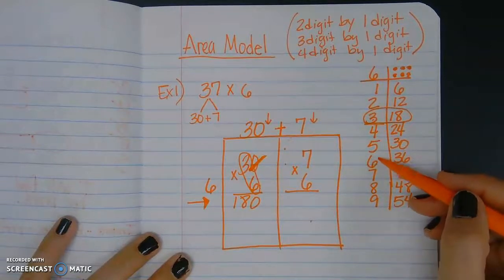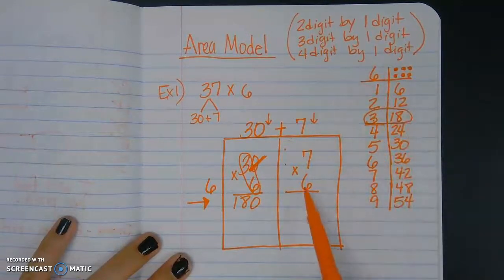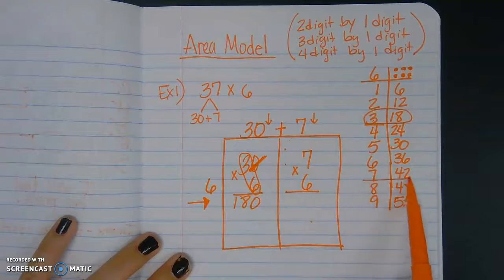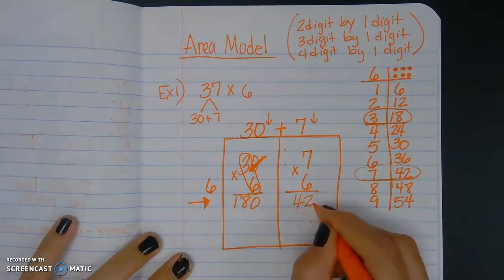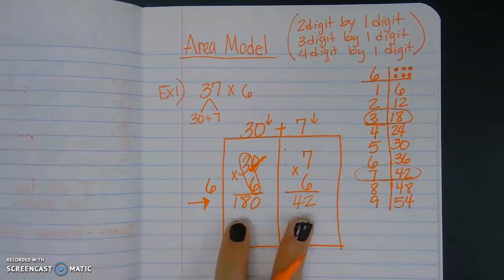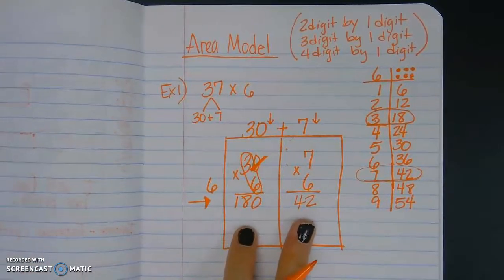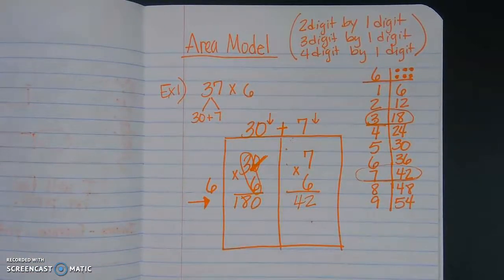7 times 6, let's see. These are all my 6, so I need to do the 7th one. That equals 42. So then you are left with these two numbers right here. These are called partial products.